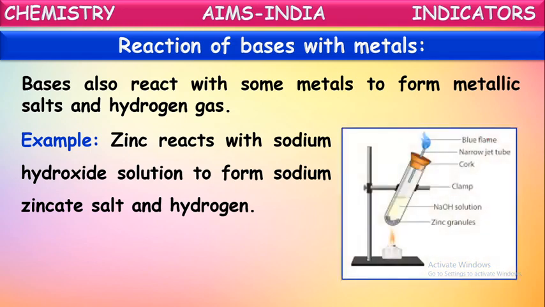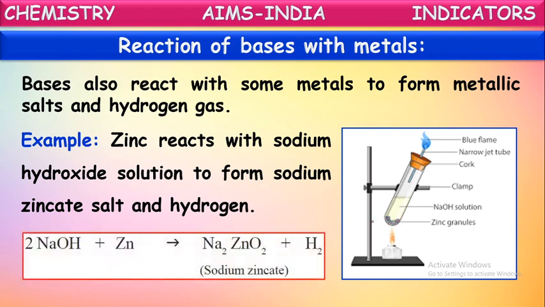The same kind of experiment we can do with zinc and a base also. When sodium hydroxide base is added to zinc granules, they form a salt called sodium zincate. At the same time, hydrogen gas is also liberated. In this way, we can say acids and bases react with metals to form their respective metallic salts and liberate hydrogen gas.